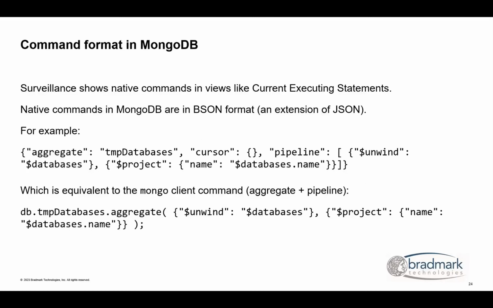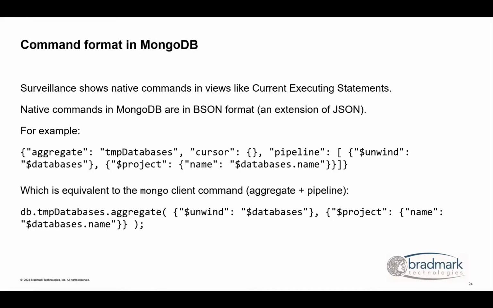Now, a little bit about the command format, since we're going to be looking at that in a moment. We show the native commands in things like the current executing statements window. The native commands in Mongo are in BSON format, which is an extension of JSON. So, for example, you can see here, it looks like the JSON kind of document, but there's a few little extensions to it that are in Mongo. And that particular one that we're seeing in the middle of the screen is the equivalent of the Mongo client command at the bottom of the screen.